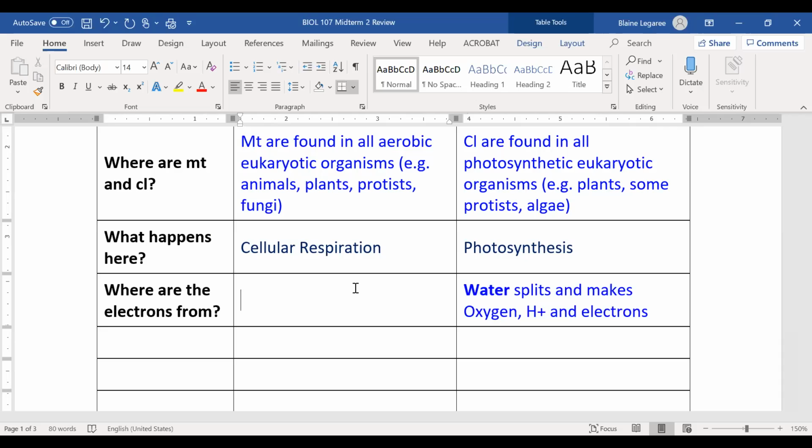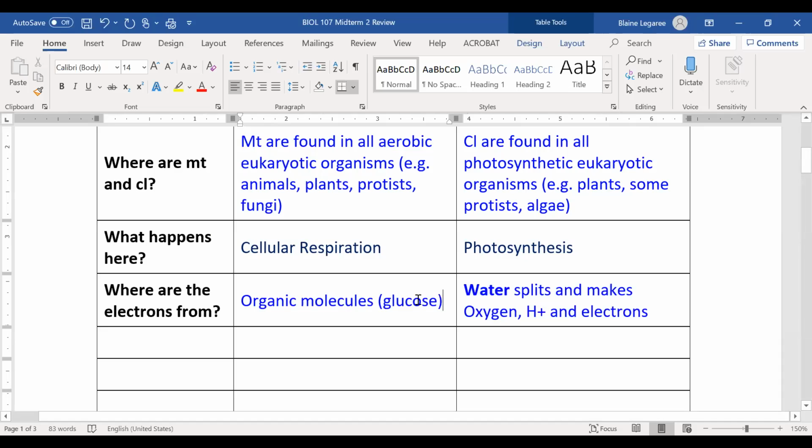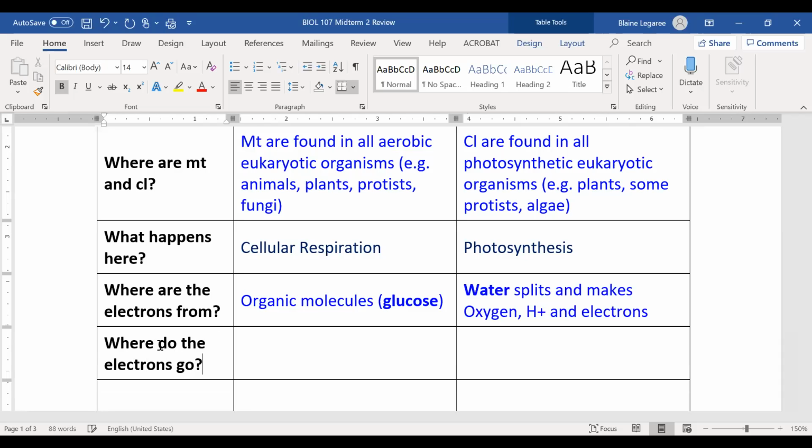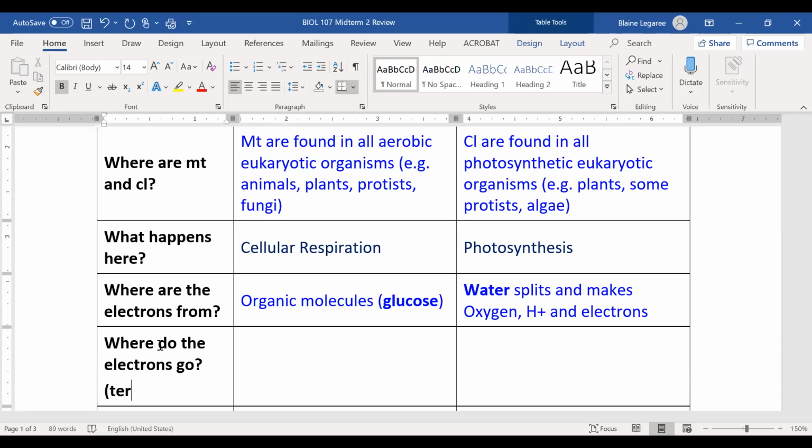So where do the electrons come from in respiration? Remember, electrons are found in chemical bonds. So in respiration, the electrons are from organic molecules. We were mostly looking at glucose respiration, right? Remember that glucose is going to get oxidized, so that's where the electrons are going to come from. What else do we have here? Okay, so where do the electrons go? And remember the word we used for this is the terminal electron acceptor.